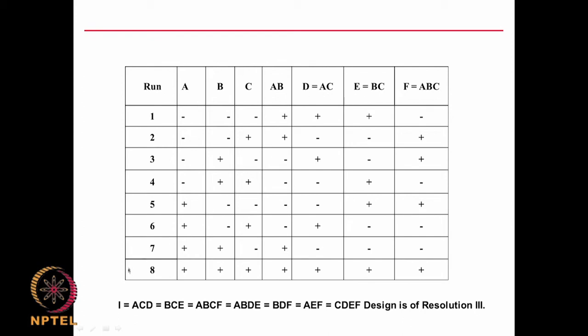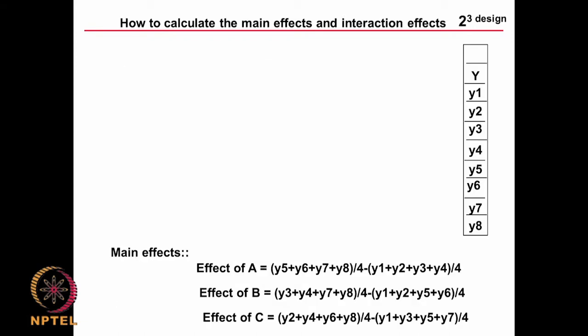So, the I, that is a design generator, is equal to ACD, BCE, ABCF, and so on actually. Again, this is a resolution 3 design, okay. So, main effects will be confounded with two-way interaction, okay. So, we will not know whether it is two-way or it is the main effect, okay.